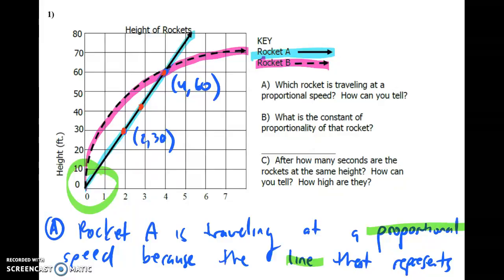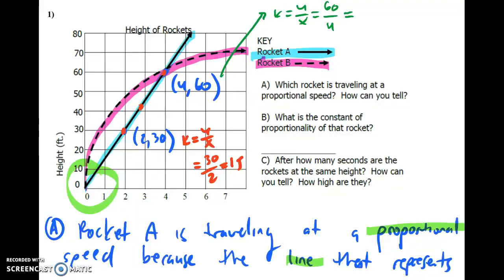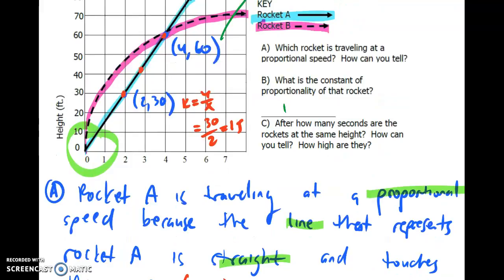So, to find the constant of proportionality, you pick the easy points and you use your formula k equals y over x. For this first point, it's going to be 30 over 2, which is 15. For the second point, k equals y over x. That's going to be 60 over 4, which is also 15. Alright, so my constant of proportionality is 15 for that rocket.